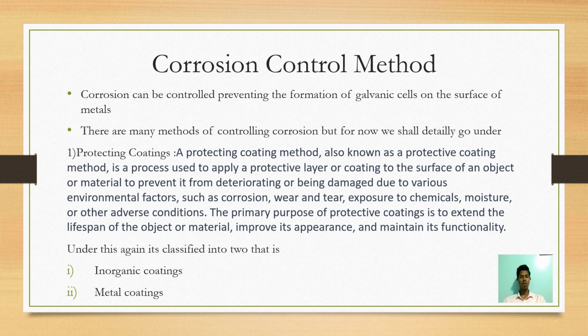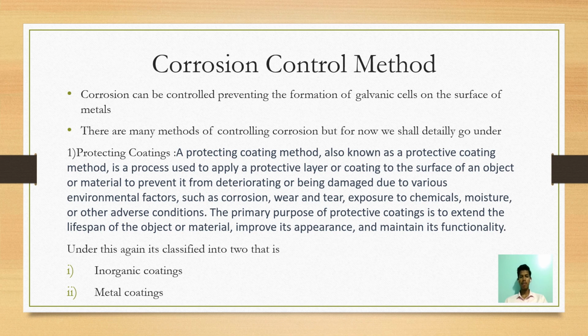And coming to the corrosion controlling method. Corrosion can be controlled by preventing the formation of galvanic cells on the surface of metal. There are many methods of controlling corrosion, but for now we shall look into the protective coatings.